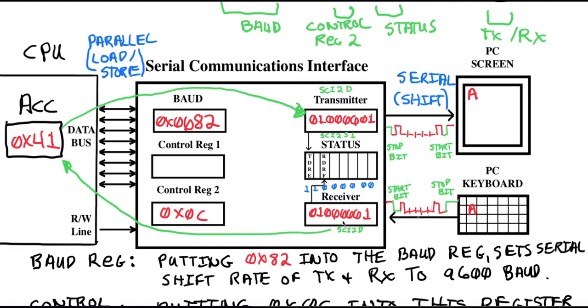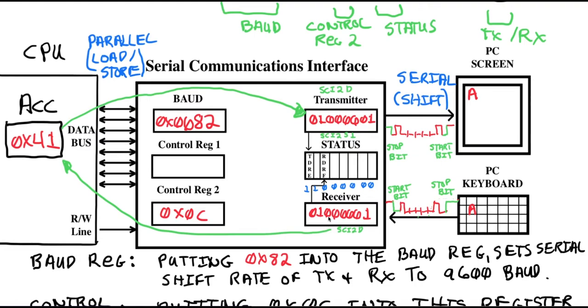Now once it's here, once it's received our capital letter A, the RDRF, which is receiver data register full, goes from a 0 to a 1, saying that there's something in the receiver that came in from the keyboard. When you take a look at the receiver, once you hit a character on the keyboard and it's shifted in, then the receiver data register full flag will go to 1.